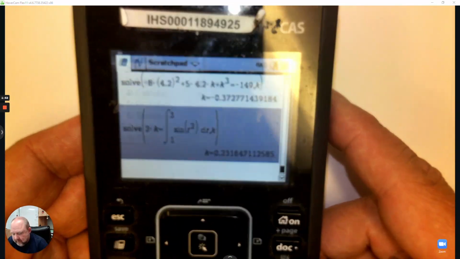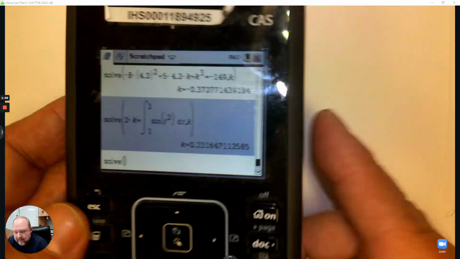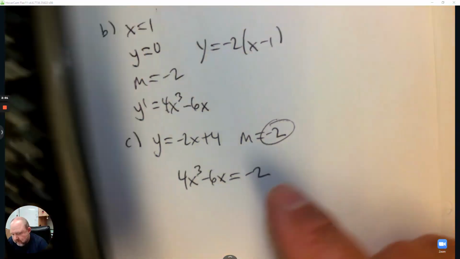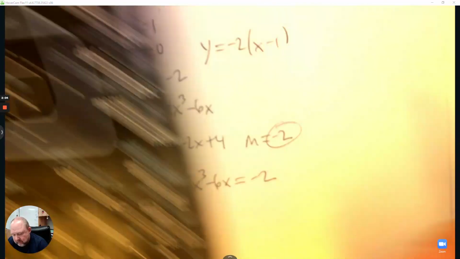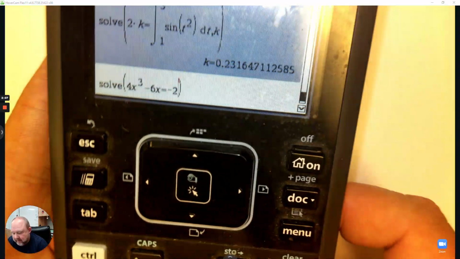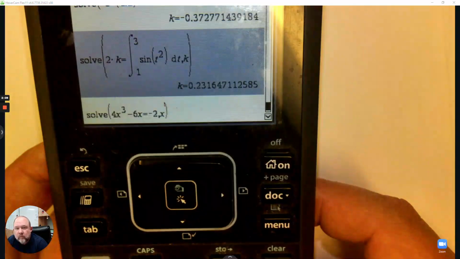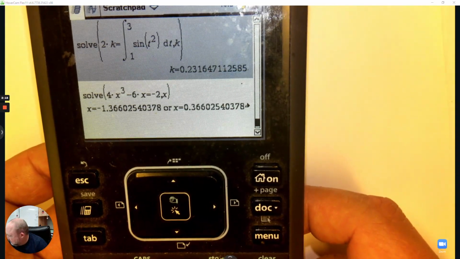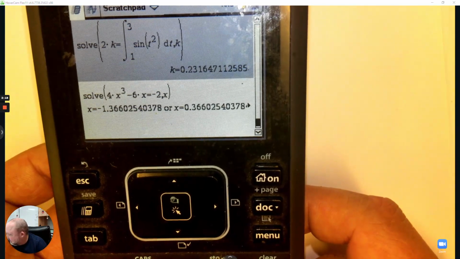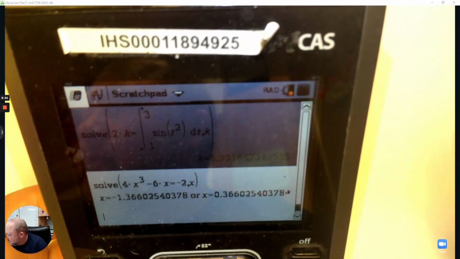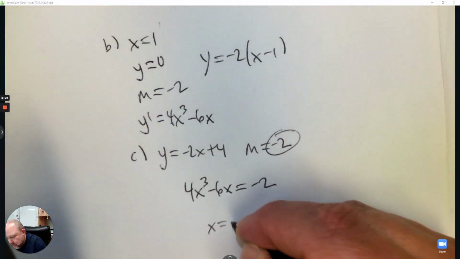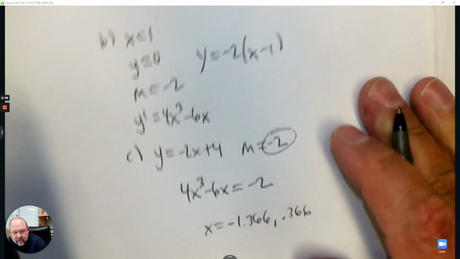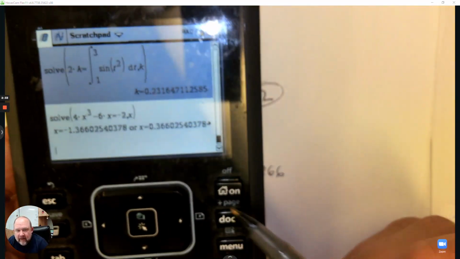So I'm going to go on menu, algebra, and solve, and type in 4x cubed, subtract 6x, equals -2, comma x, and then solve it. So I get -1.366. I got 0.366. Now, see how there's like a little arrow there to the right?